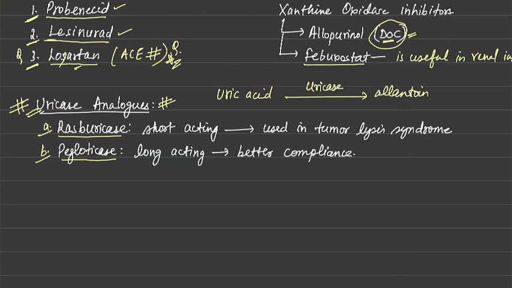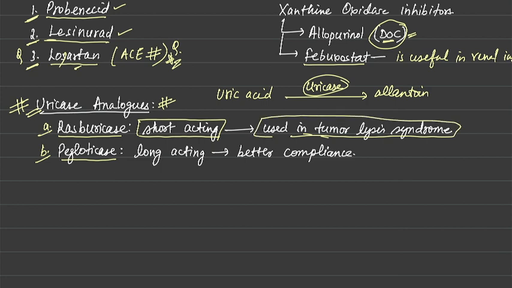So for the uricase enzyme we have analogs, rasburicase and pegloticase. Now, the problem with rasburicase is that it is short lasting. It is very effective in tumor lysis syndrome, no problem with that, but it is short lasting. It is given IV. It can be given orally, but usually it is used IV because we have to give repeat doses of rasburicase for its onset of action. So compliance is very low and it is very difficult to administer.